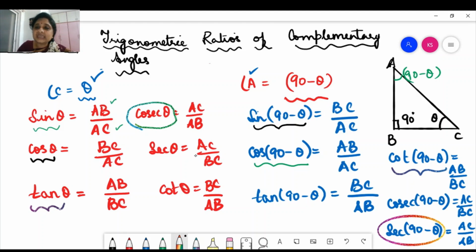Correct? So now secant theta is equal to AC by BC. That is nothing but your cosecant 90 minus theta. Right? So secant theta is equal to cosecant 90 minus theta. And what is cot theta? It's the ratio between BC and AB. And the ratio between BC and AB is nothing but tan of 90 minus theta. So cot of theta is equal to tan of 90 minus theta.